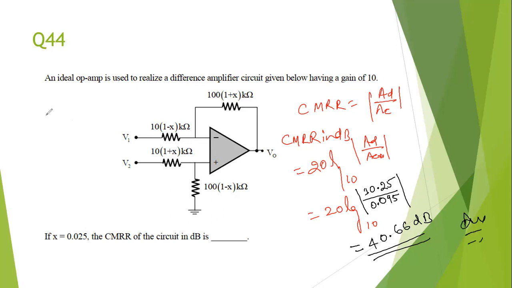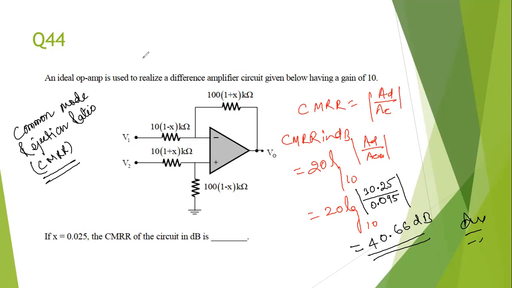Okay. So this is one of the best questions here. This is your common mode rejection ratio, that is CMRR. I have already discussed in your class what is the AD, what is the AC. Now I'm going to discuss the next question.